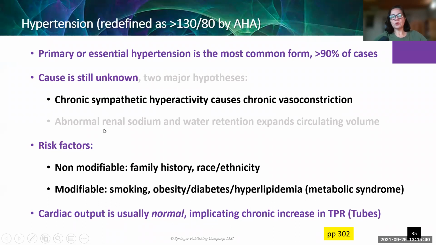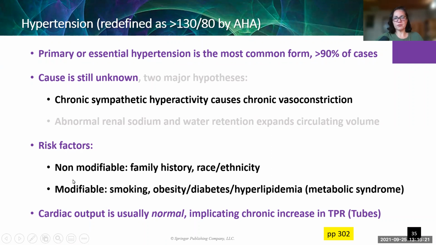This next one is abnormal renal sodium and water retention, expanding circulating volume. It is true that we see some sodium abnormalities and too much water being retained. However, it's turning out that for most of our patients, adjusting dietary sodium intake isn't having the huge impact on blood pressure that we thought it would, which is why I have grayed this out. It's not that we don't talk about it anymore, but we're starting to realize some other factors may be more important.